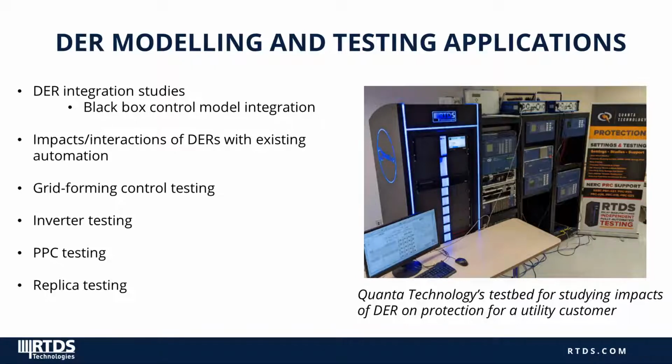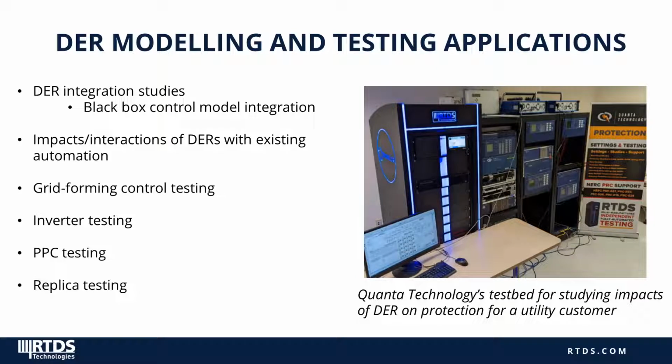We also have users looking at how DERs impact existing protection on the grid. The photo here is from Quanta Technology, a consultant in the US, who recently did a project where they tested protection on a 345 kV line tied to a wind farm facility. And we have another webinar available where you can learn the gaps and interactions that they identified. Grid forming control testing. We've had research institutions validating novel GFC algorithms through HIL testing, and you'll see some GFC functionality in today's case.